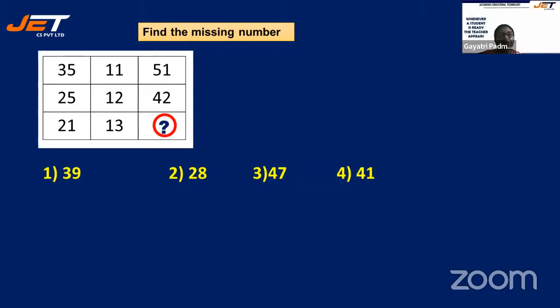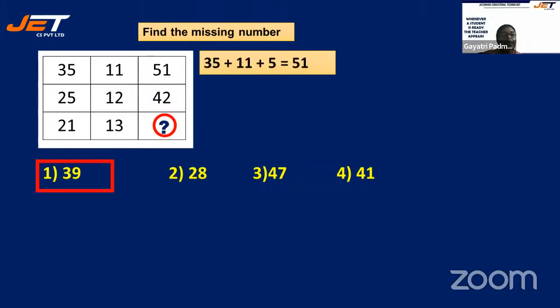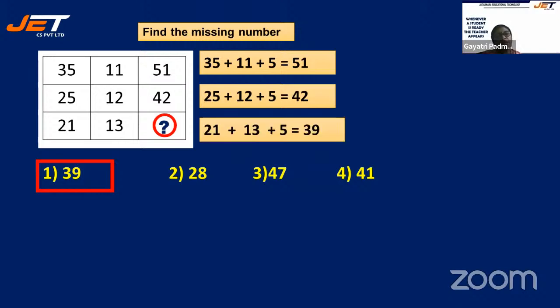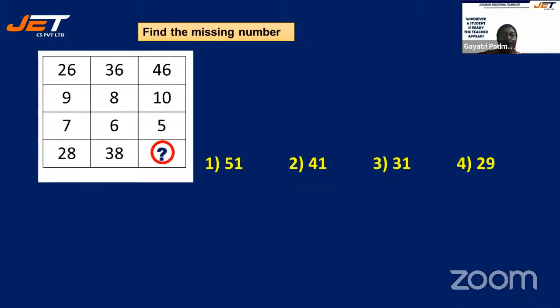35, 11, 51. 25, 12, 42. 21, 13, dash. All right. So let's see the key. 35 plus 11 plus what, if you are getting 51? Plus 5. 25 plus 12 plus what, if you add you are getting 42? 5. So 21 plus 13 plus 5 should give you 39. That's why your option 1 is correct. All right. So this is going to be the last sum.